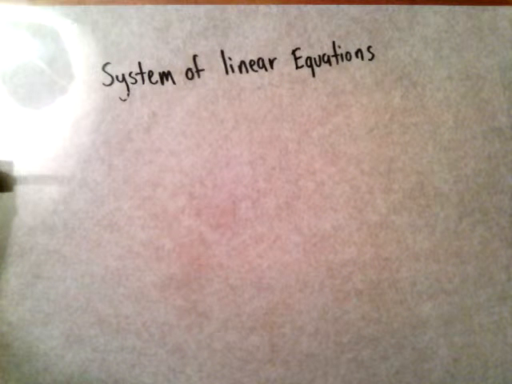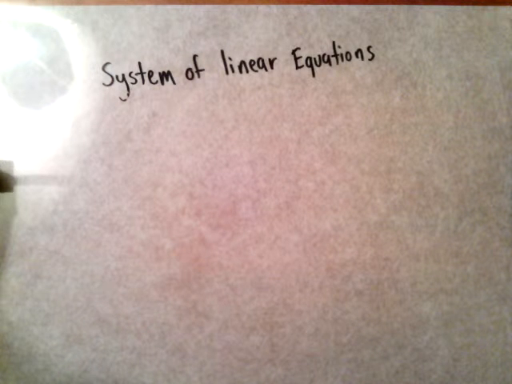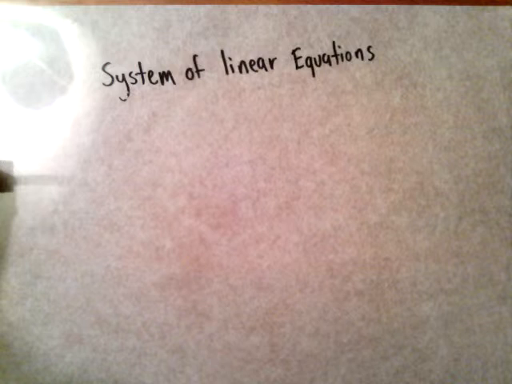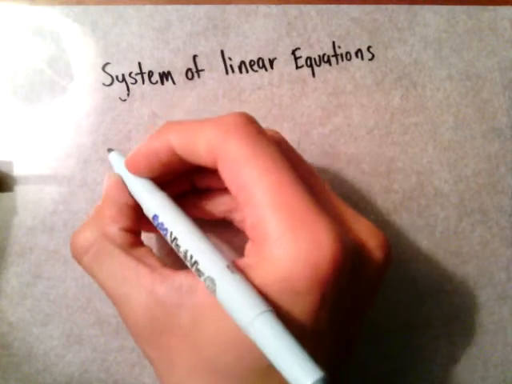Alright, so now that we've looked into using the substitution method, we're going to look at the next method, which is called the elimination method. So we're going to begin with a quick example. We have two linear equations.